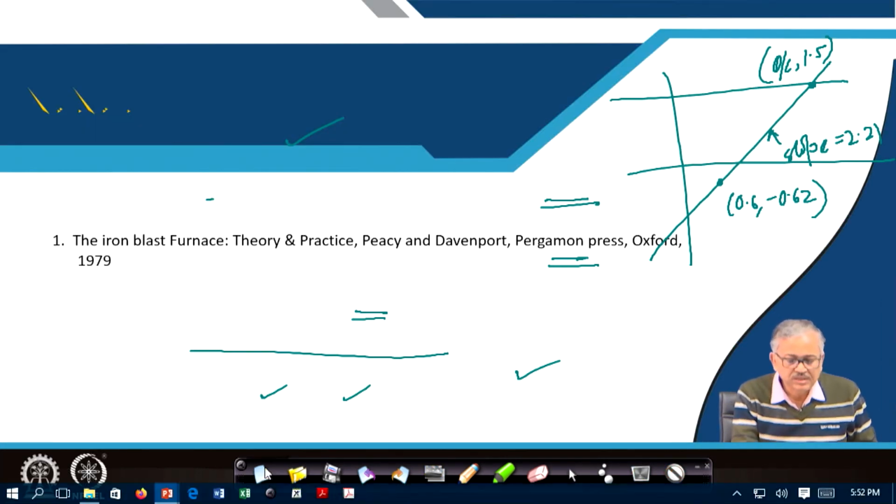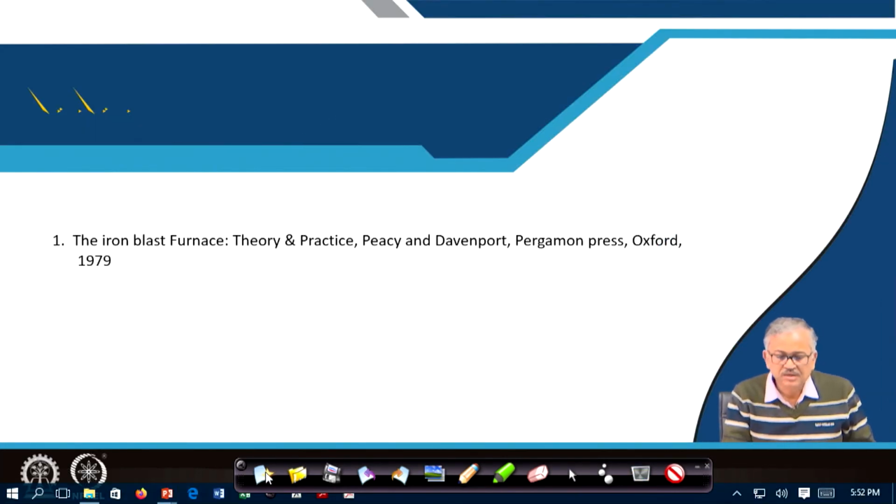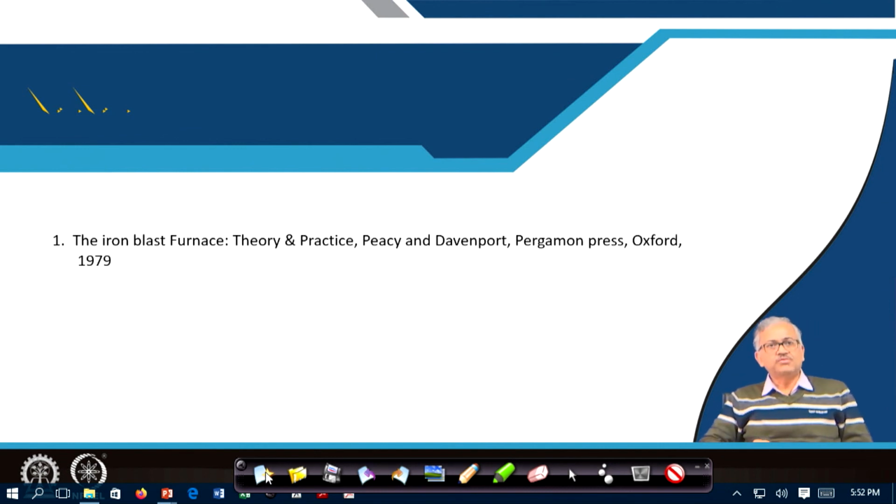So, this is the thing that you can calculate, and you can consult the book Iron Blast Furnace Theory and Practice by Davenport for detailed study.